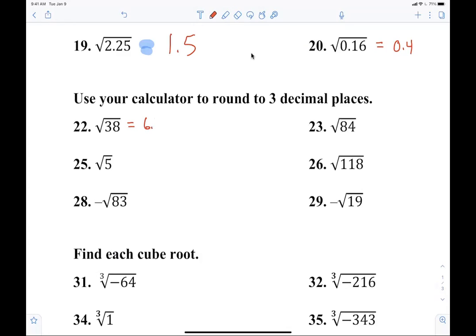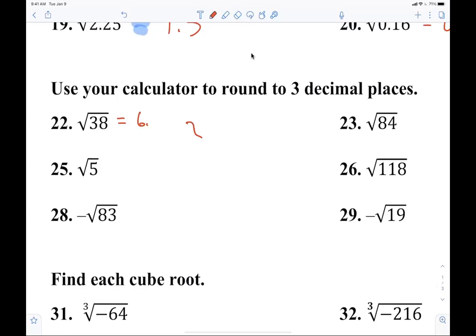Do you see the square button? The square button looks like this. Look up on the board. Do you see that? Right now, above that is this. So you have to hit the second and then hit that button and the square root key will come up. You hear me? Yeah. All right.